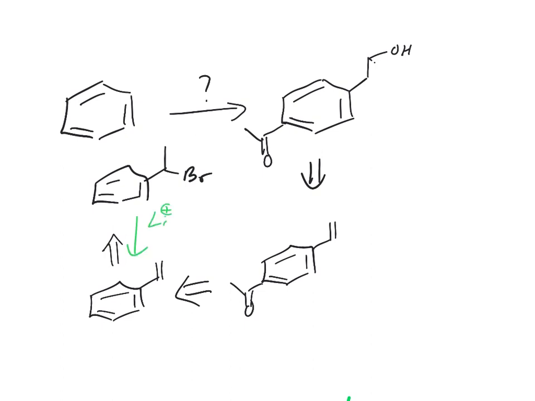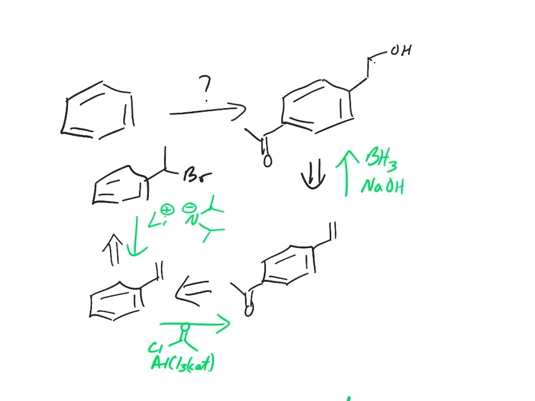lithium diisopropylamine. Any sort of bulky reactive base would do that. Friedel-Crafts acylation, I need the chlorine, and I need that ketone and AlCl3 again, which is a catalyst. And then here to have that add anti-Markovnikov, I need BH3 and NaOH, and that gives me that anti-Markovnikov alcohol addition.